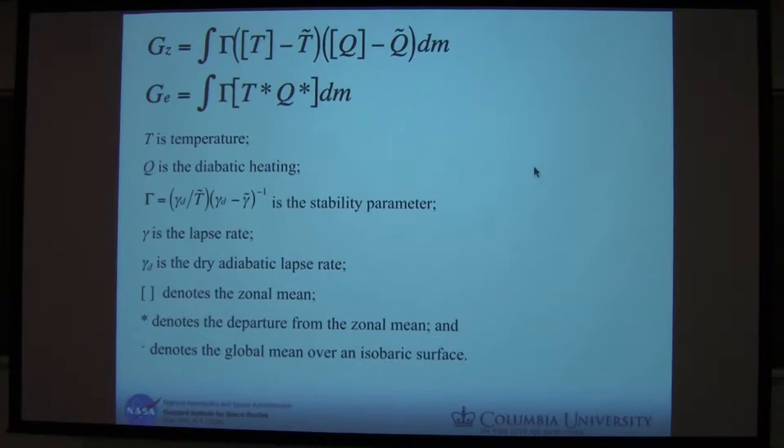But because observations are already taken at isobaric levels, we instead use the approximate form of G, which depends on a deviation of temperature and heating from their averages on isobaric surfaces. GZ is the product of deviation from global mean of zonal mean temperature and heating, and GE is the same for any quantities, deviations from zonal mean. Both are scaled by a static stability parameter, gamma, which depends on lapse rate and temperature, so that heating which occurs in an unstable atmosphere is more efficient at generating available potential energy. So what do these equations mean?